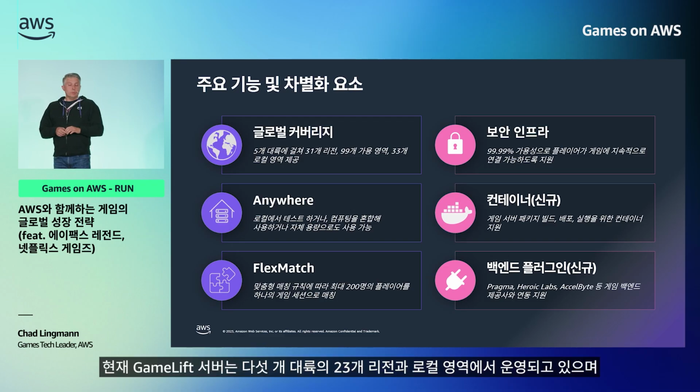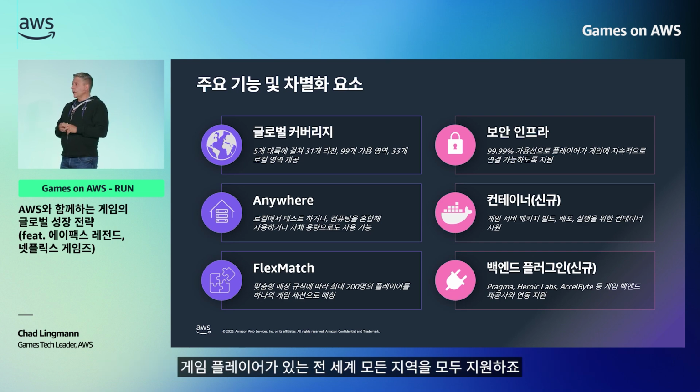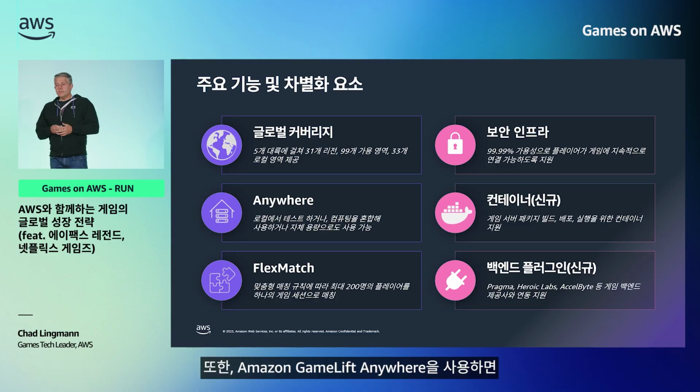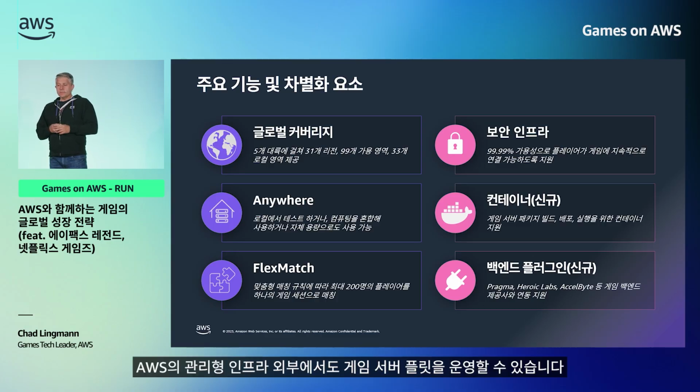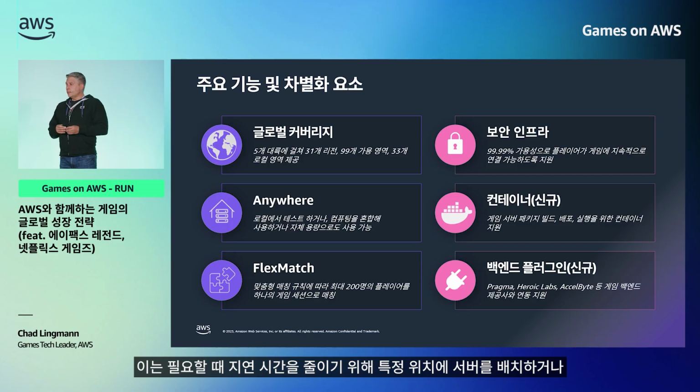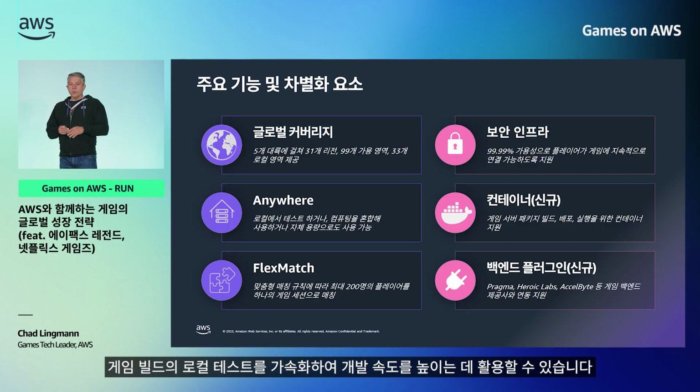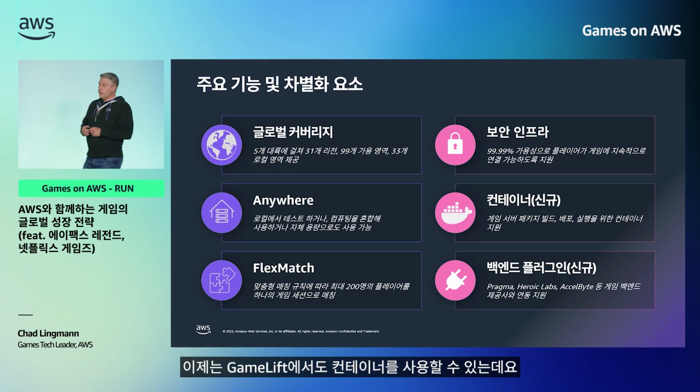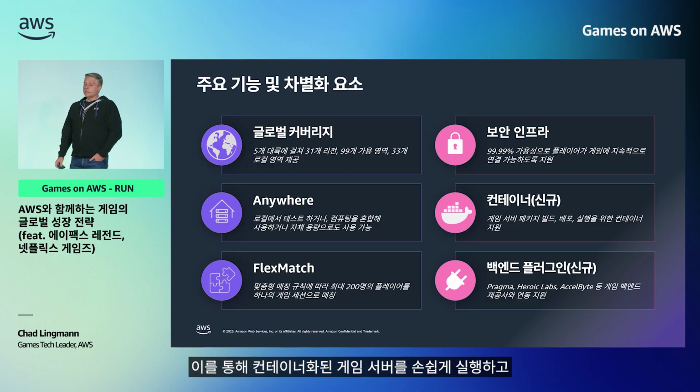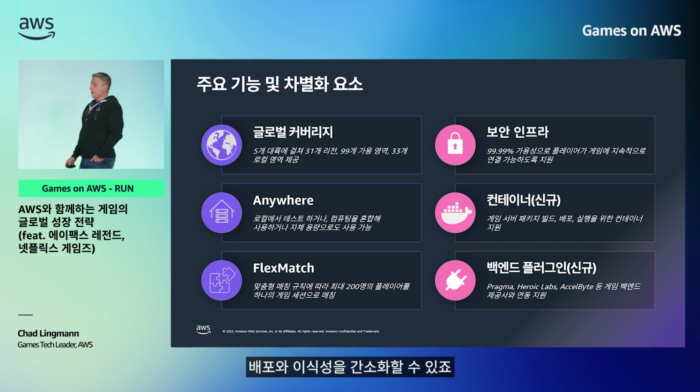GameLift Servers has global coverage in 23 regions or local zones across 5 continents. It's fully supported in all the regions of the world where players play games today. And GameLift Anywhere even allows running game server fleets outside of the managed AWS infrastructure. So this can extend your game server placement for lower latency when needed, or it can be leveraged for local testing of game builds to accelerate your development. And even containers are now available for use in GameLift. So you can now easily run containerized game servers for easy deployment and portability.